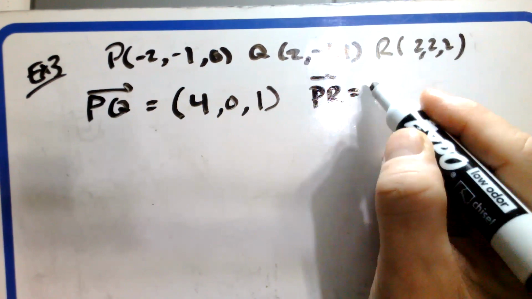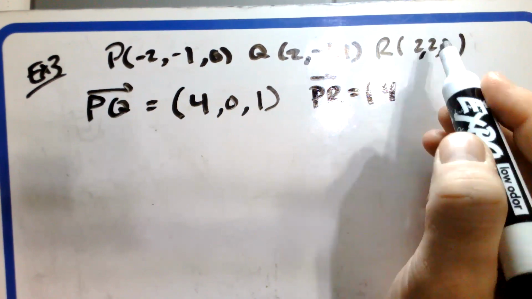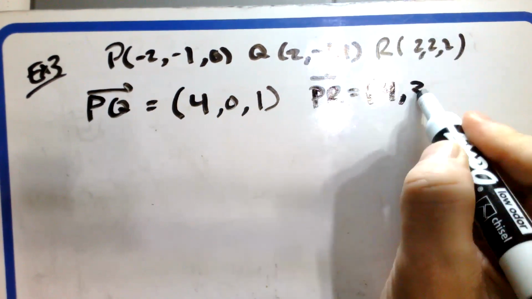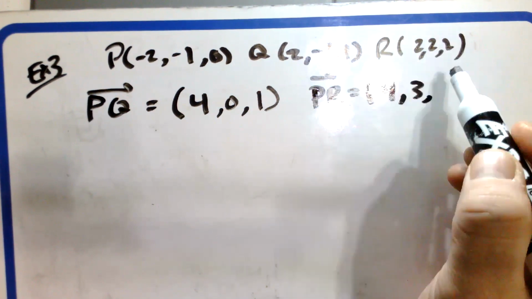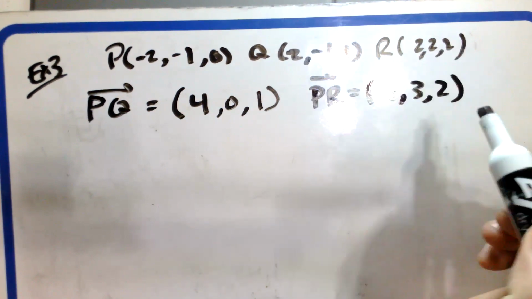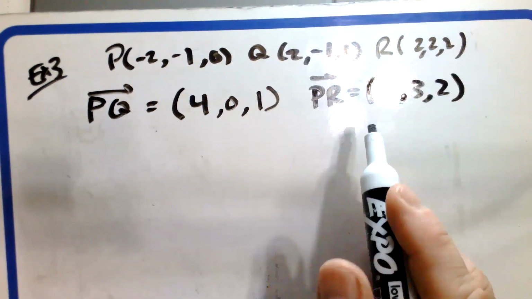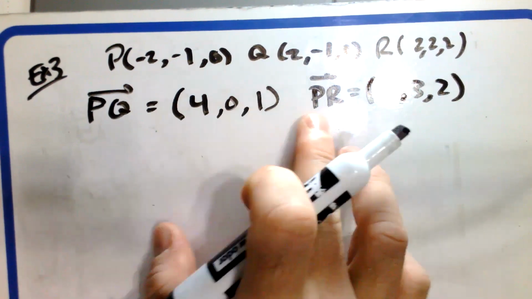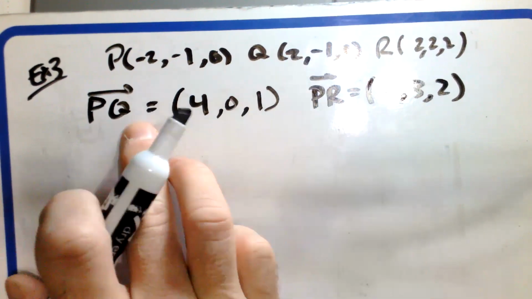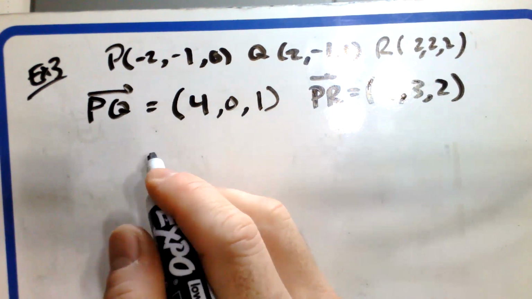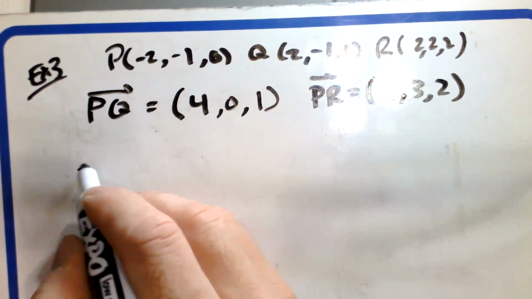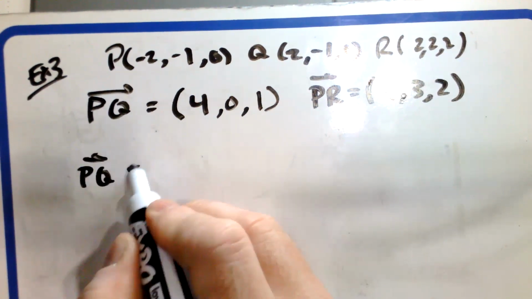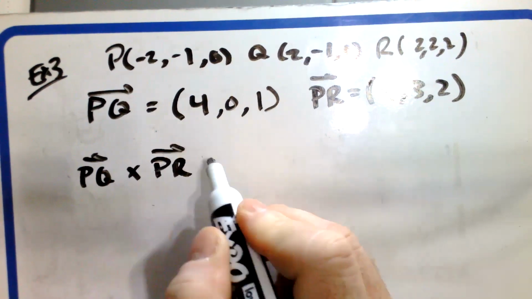2 take away -2, so that's going to give me a 4 again. 2 take away -1 gives me a 3, and then 2 take away 0 gives me 2. Okay, so those are my two vectors, PQ and PR. And so now I'm going to compute the cross product between these two vectors, and that will give me the normal vector. So I'm going to compute PQ cross PR.